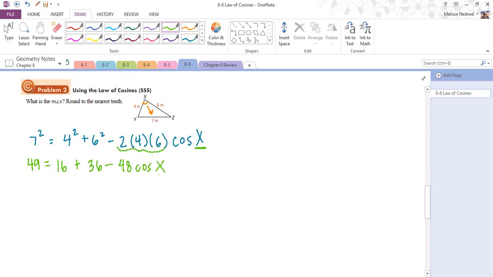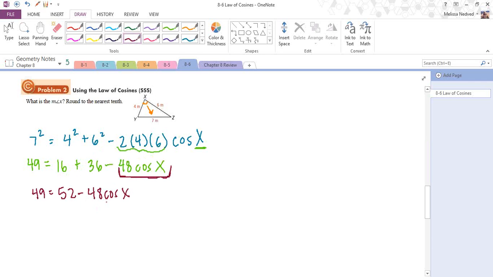Now, I'm going to tell you right now what the most commonly made mistake is that's going to get you the wrong answer. People want to do this, 16 plus 36 minus 48. We cannot do that. This right here is a chunk. That's going to be the last thing we deal with. So if you need to, put a box around it, circle it, highlight it, underline it. Don't touch it till the end. Let's get rid of that 16 and 36 first. I can add those together. So if I add them, I get 49 is equal to 52 minus 48 cosine of X.